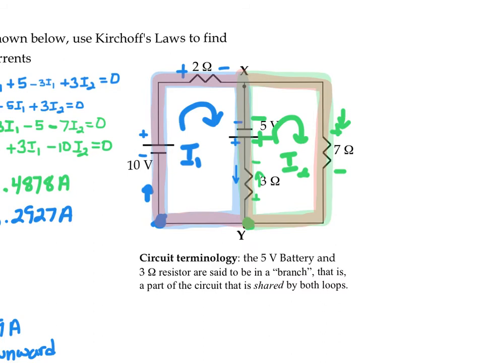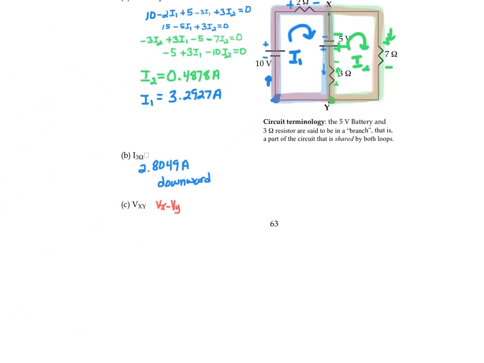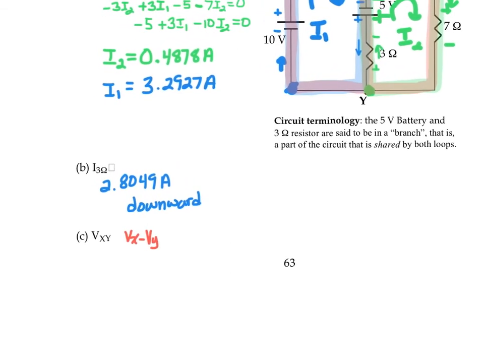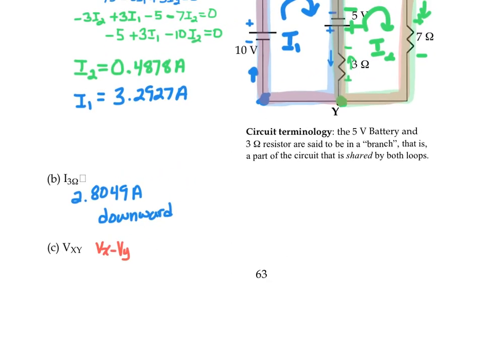Notice if I go over to the right, there's current going through this 7 ohm resistor. So whatever the voltage drop across that 7 ohm resistor is, that's going to be the voltage from X to Y, the Vxy. So in that case, the electric potential increases as it goes from Y to X through that 7 ohm resistor by 7 times I2.